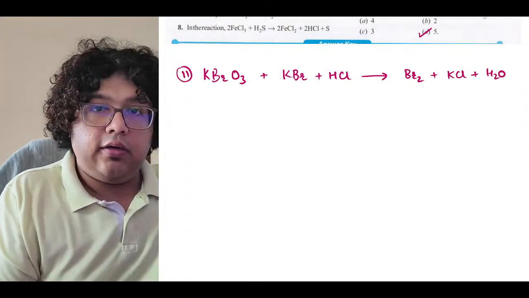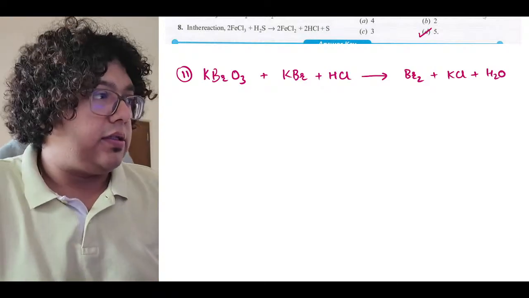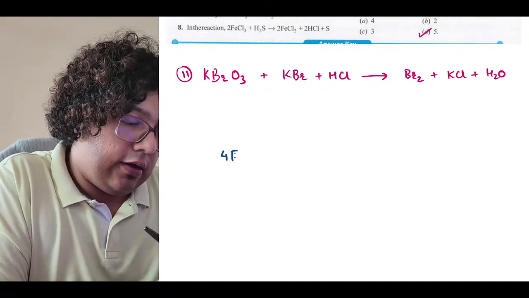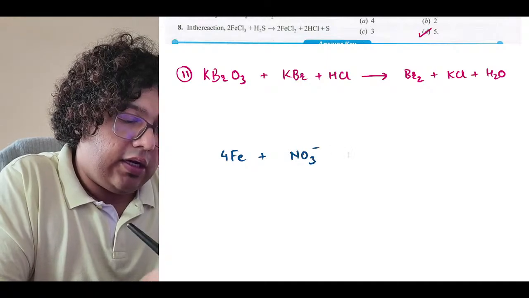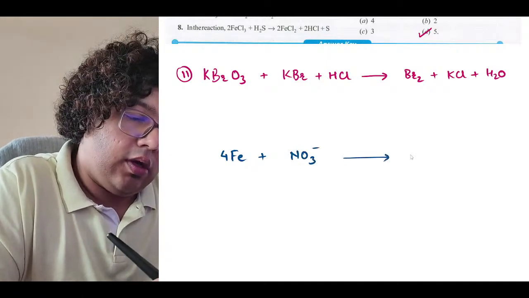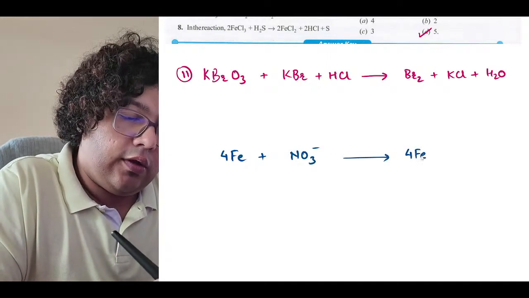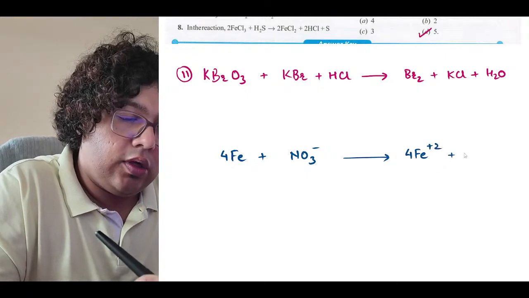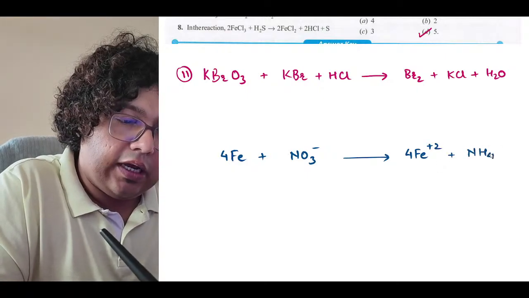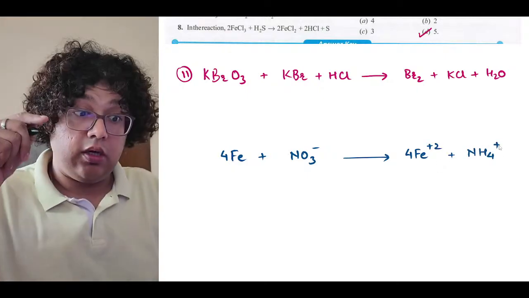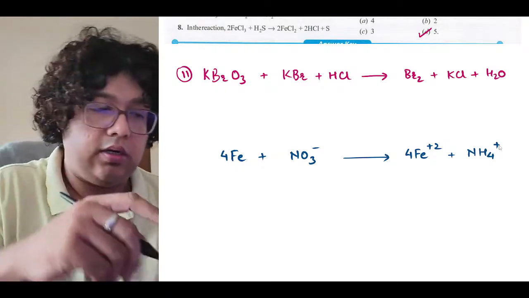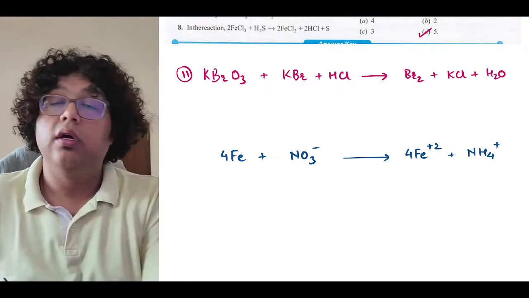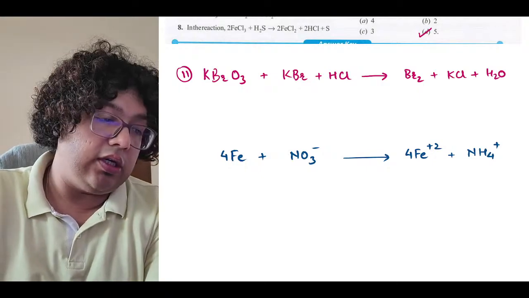So I will write it like this. Say 4 Fe reacts with 1 nitrate to form 4 Fe plus 2 plus 1 NH4 plus. Now this is the redox reaction. This is the balanced redox part. Now what I will do, I will introduce the rest of the ions in this whole equation.